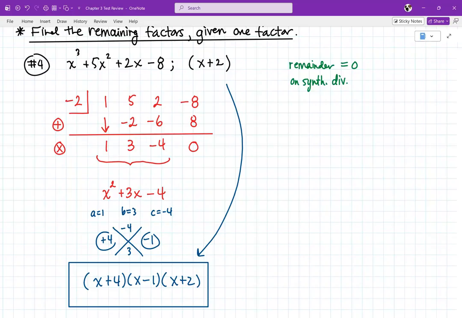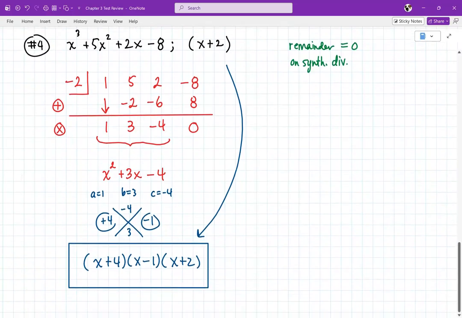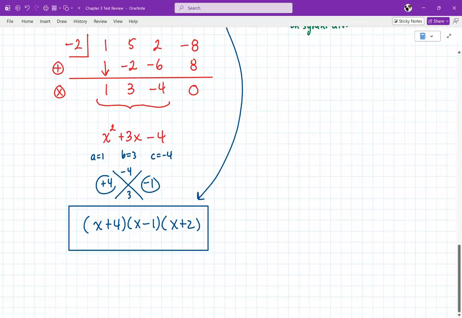And there you go. I wrote down all the factors that I needed. They already gave you one. The x plus 2 was already given to me. These other two, I had to figure out by doing synthetic division and then getting the solution and factoring the solution out. Just doing X method.